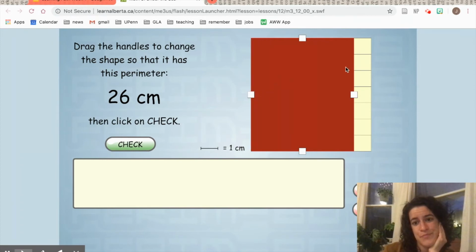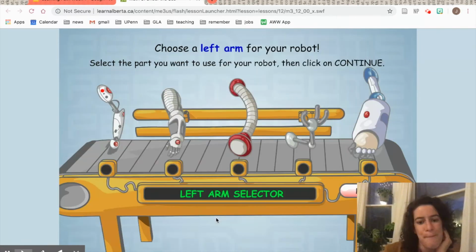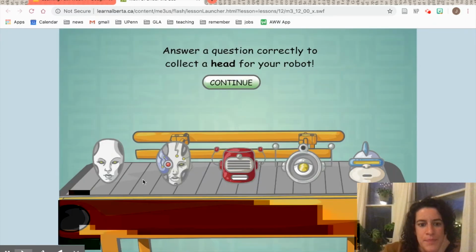If I drag it a little bit bigger, let's see, that was 6 on this side, 7. So 6 plus 6 is 12. 7 plus 7 is 14. 12 plus 14 is going to give me 26. Yep. All right, let's choose this arm.